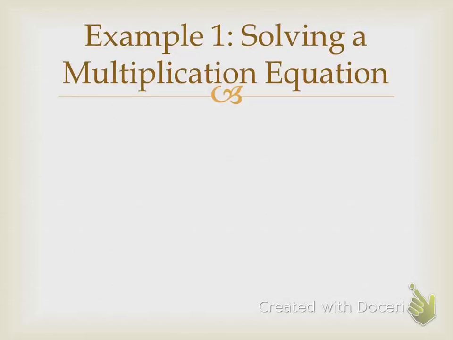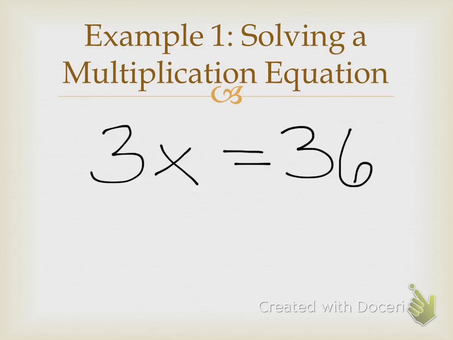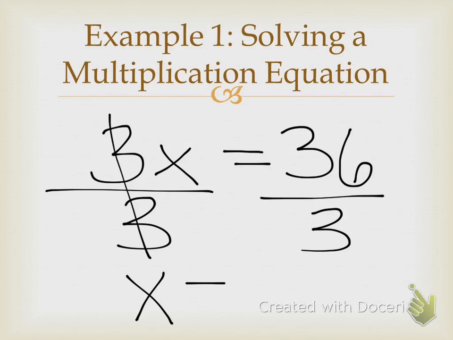Example 1. In example 1, we're solving a multiplication equation. So if I had 3x equals 36, what operation is connected to my variable? Multiplication. It's multiplication, right? So, just like we learned yesterday, I have to do the inverse operation to get my variable by itself. We have 3x. The inverse operation would be to divide by 3. Whatever I do to one side, I must do to the other. And x equals 12. Okay?